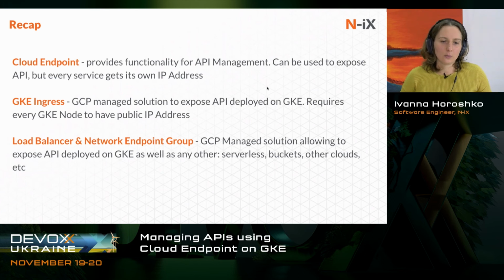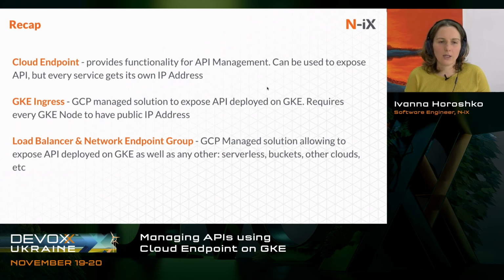First of all, Cloud Endpoints. Cloud Endpoints provides functionality for API management. With it, you can define your APIs, you can secure your APIs, and you can monitor them. It can be used to expose your APIs, but every API service will get its own IP address, which is again fine. If it works with the needs of your project, then just go ahead and use it, especially if you're deploying services that are independent, that are not built in a single system, but you really just provide the API for a bunch of different stuff, then that's a really easy approach to do it.